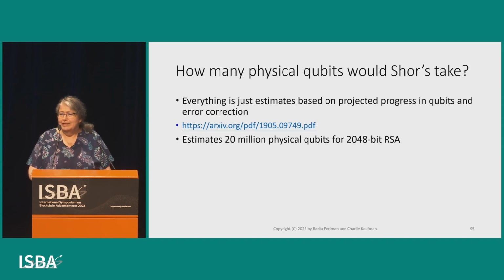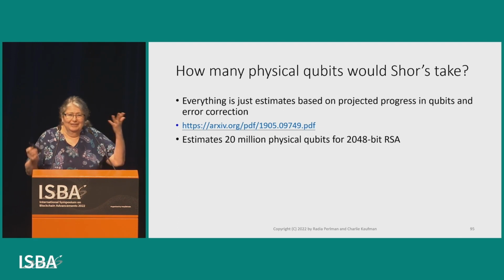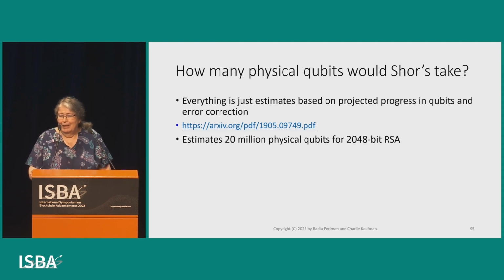And so how many physical qubits would it take to build a quantum computer that would do Shor's algorithm on 2048-bit RSA? Well, nobody knows exactly, because it depends on a bunch of things. But there's a paper that is the best estimate right now, and it estimates that it would take 20 million physical qubits to break 2048-bit RSA. From my description it looked like it takes only 6,000 qubits, but to do this whole circuit, it takes many more.